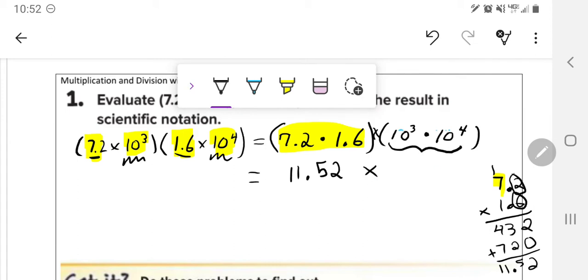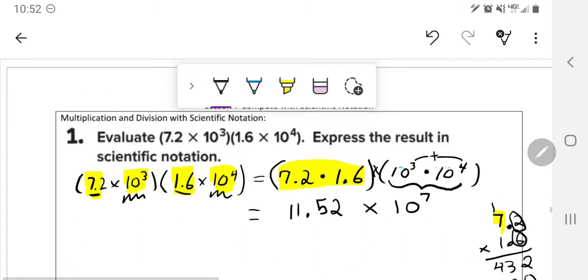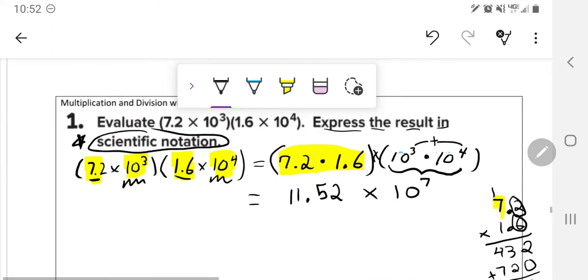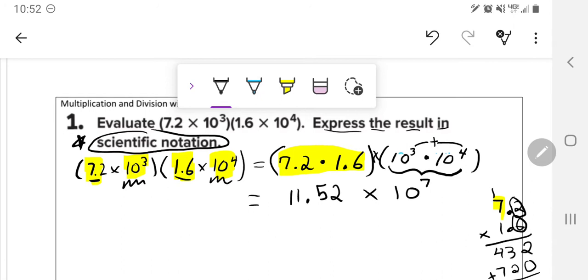Now we have the product of powers property, one of our laws of exponents. So we keep the base and we add the exponents. Add these exponents. So that's going to give us 10 to the 7th power. Are we done? Well, very clearly this says express the result in scientific notation. That's key. We have to write it in scientific notation. So if it's not in scientific notation, we have to change it into scientific notation.